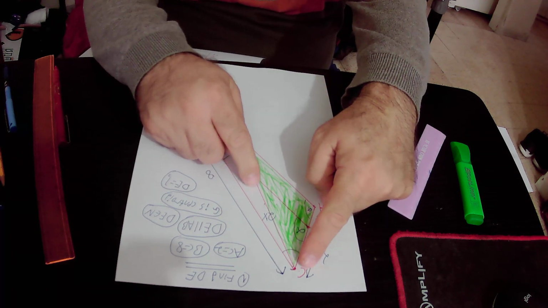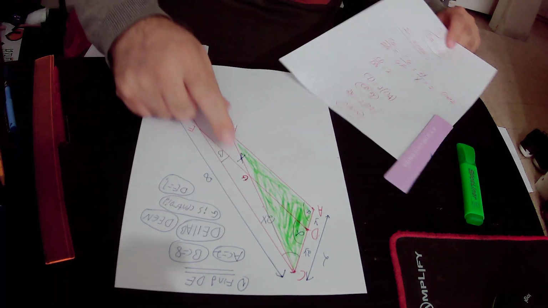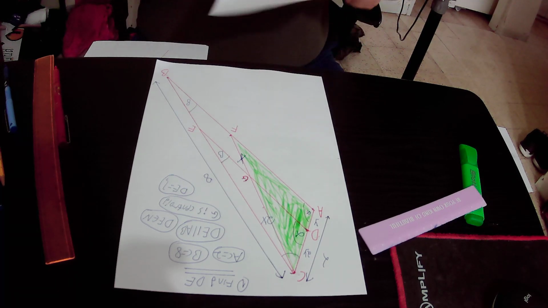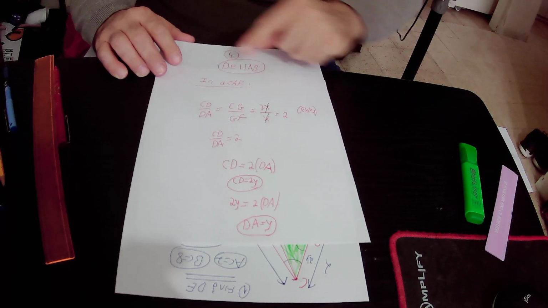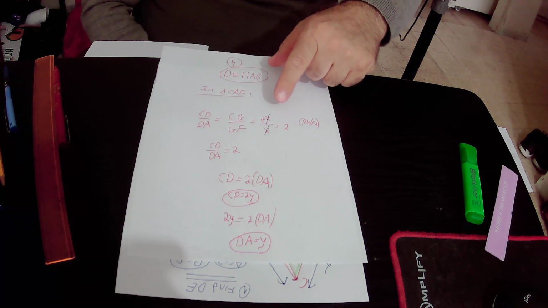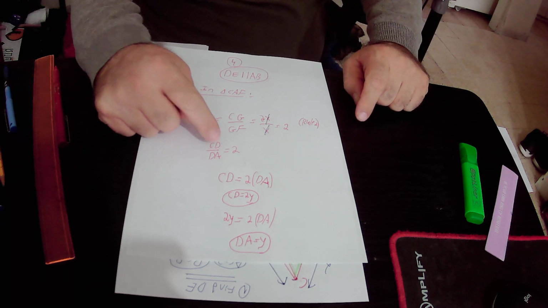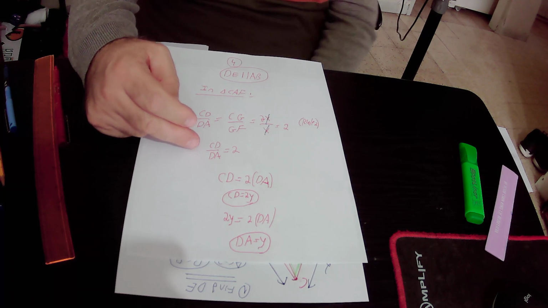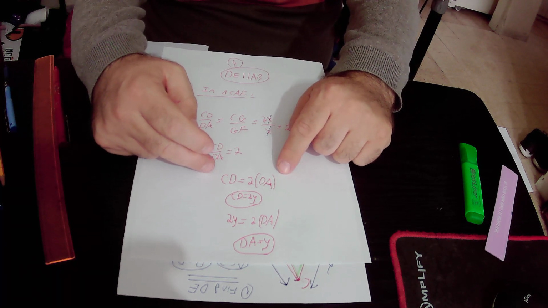But we know the value of CG. The value of CG is 2x. And what is the value of GF? The value of GF is x. So in total we got that CD over DA equals 2x over x. X over x is 1, so x gets cancelled and we are left only with 2. We got that CD over DA equals 2. Here we multiplied this equality by DA and we got that CD equals 2 times DA.